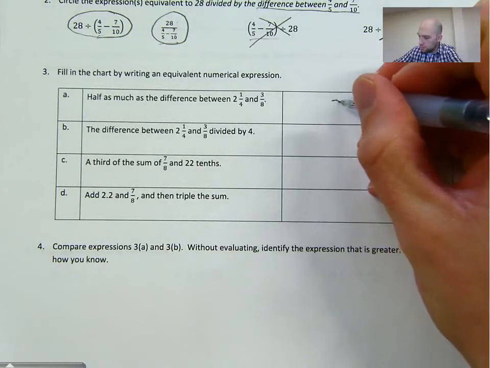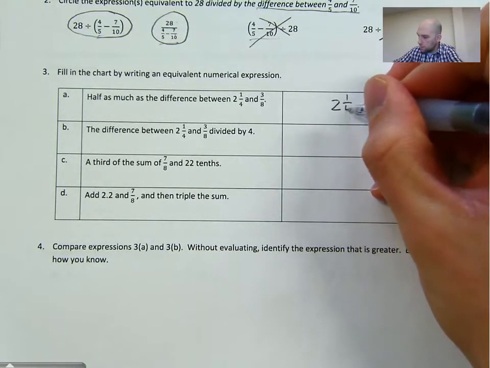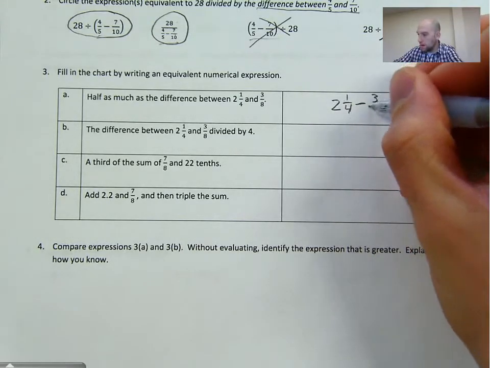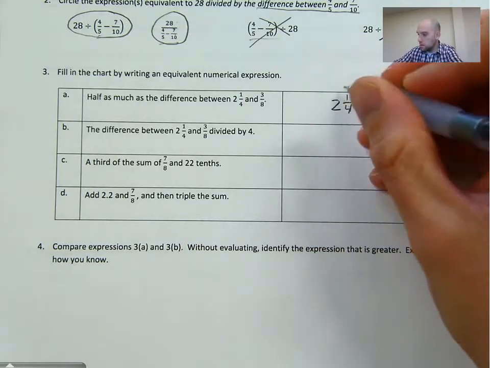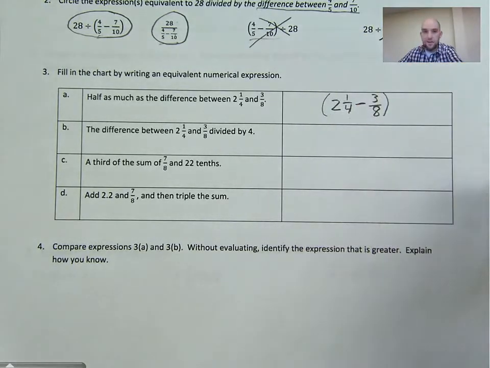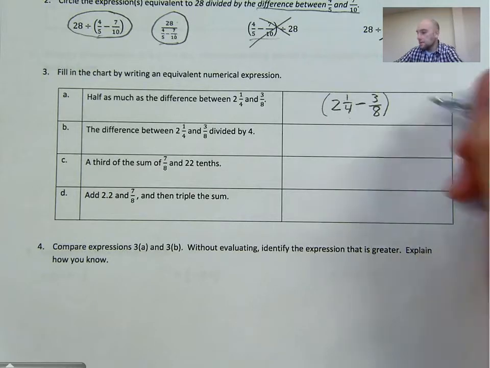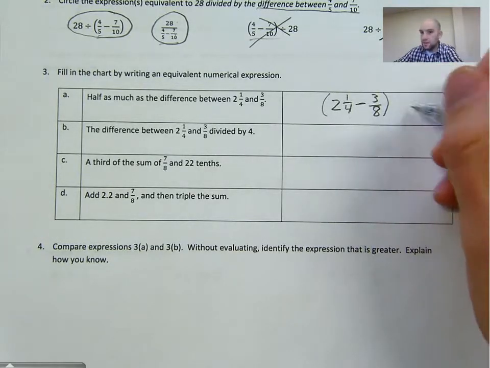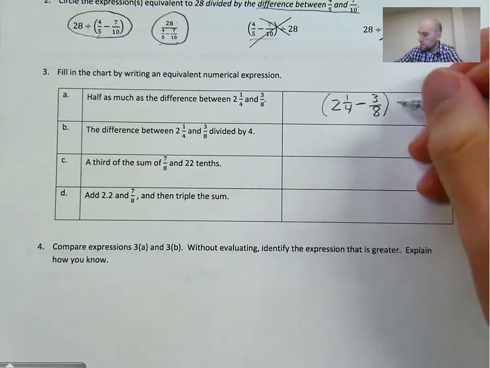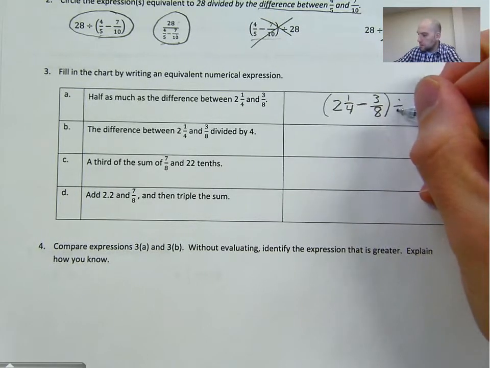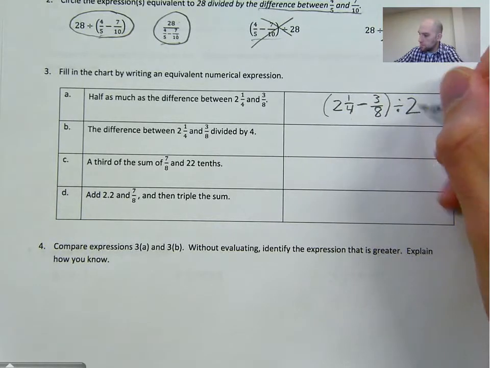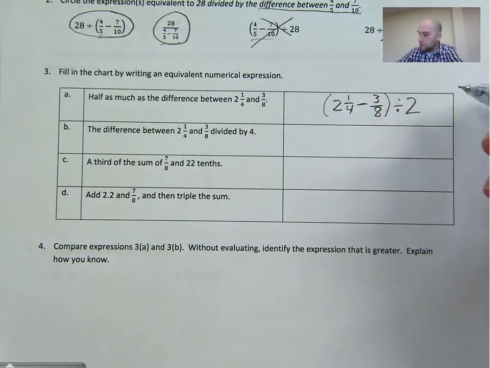So let's write the difference between 2 1/4 and 3/8 first. 2 1/4 minus 3/8. And then I need to find half as much as that. So I could either do divided by 2 or I could do all over 2. We'll just do divided by 2 here. I have more room to my right than I do below this. So that'll be half as much.